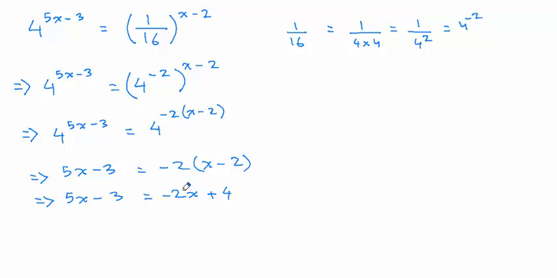Bring that negative 2x to the other side, which means add 2x to both sides. And bring the 3 to the other side, which means add 3 to both sides. So that we have 5x plus 2x, that's 7x. These two cancel, is equal to, these two cancel, 4 plus 3 is 7, which means x is equal to 1.